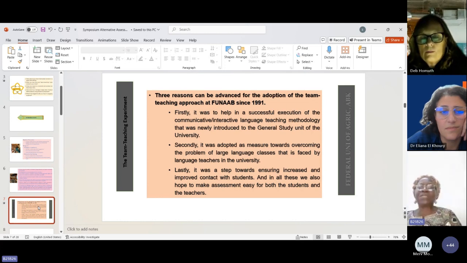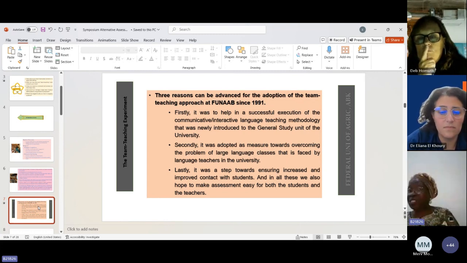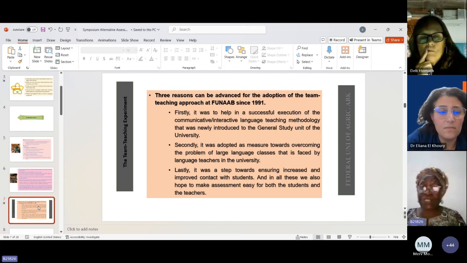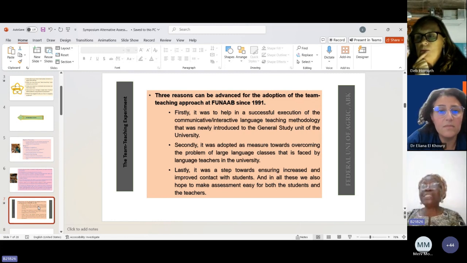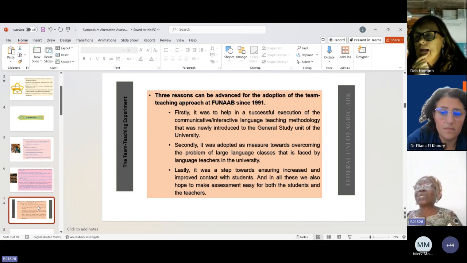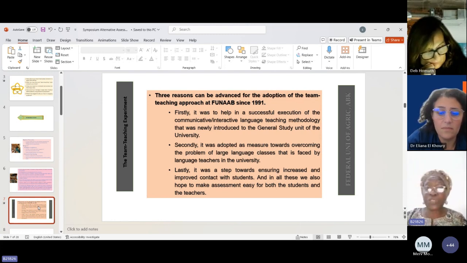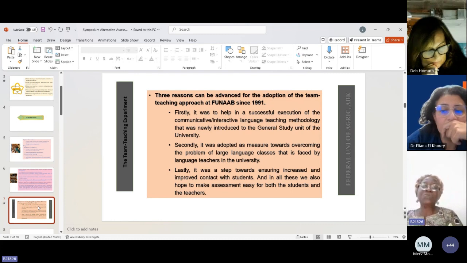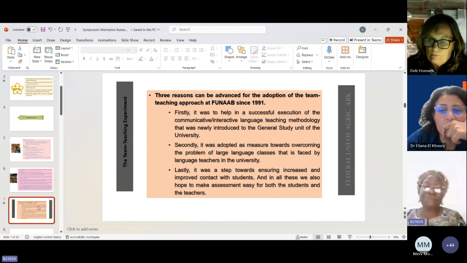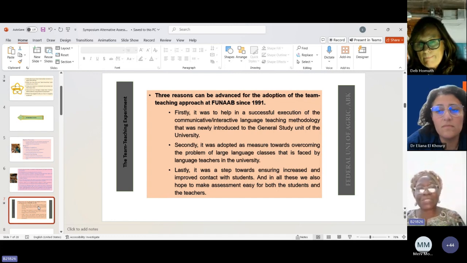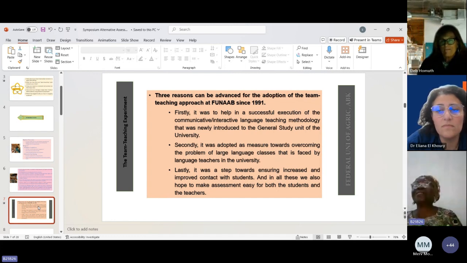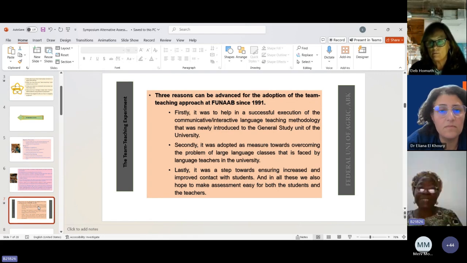First, it was because this course that I was teaching, communicative interactive language teaching, was introduced to the university. It's a kind of remedial course to assist students to improve on their communication skills. Then secondly, we had to look for ways, so we adopted this method because of the large class we faced. It wasn't easy at all. We had the regular lecture theater to teach this course, and like I said, it is a remedial course, and it wasn't easy at all.